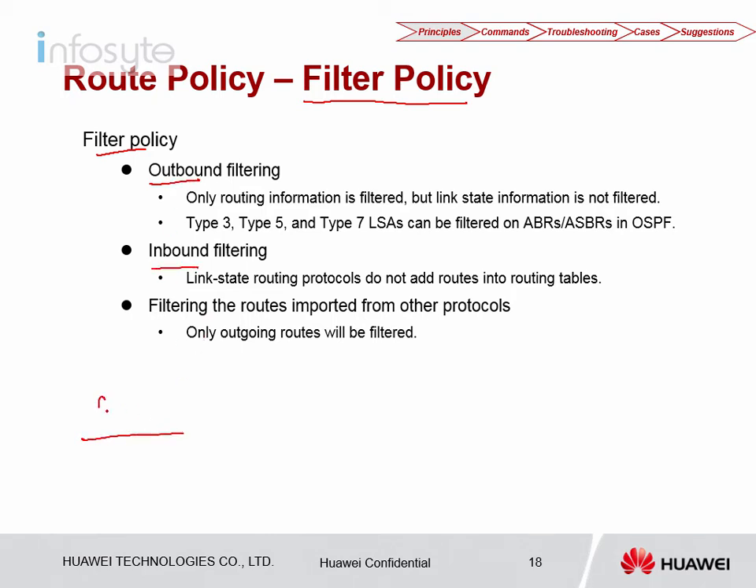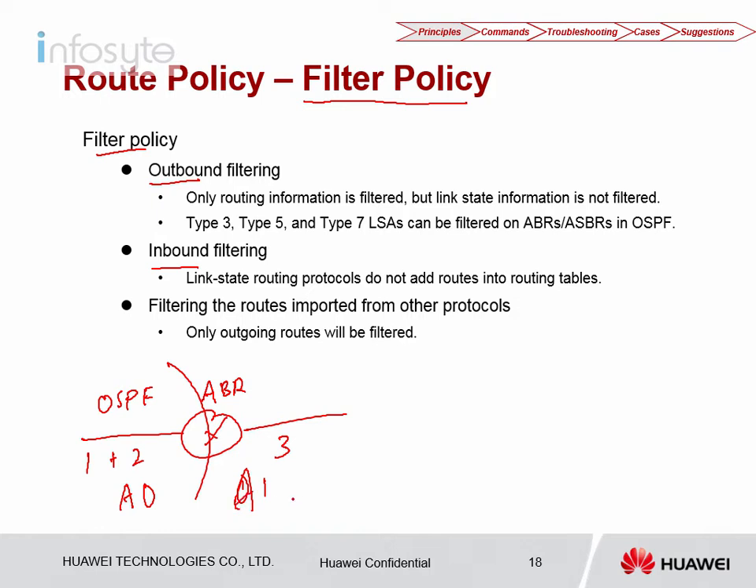Now, assuming that we are running OSPF, and in this OSPF we have an ABR. The main function of the ABR here is to translate type 1 and type 2 LSAs into a type 3 LSA from one area to another area. Here we have area 0 and here we have area 1, for example. We can implement the filter policy in our ABR. Once we configure the filter policy here, those routes that meet our policy will be filtered. So we are filtering the routing information.